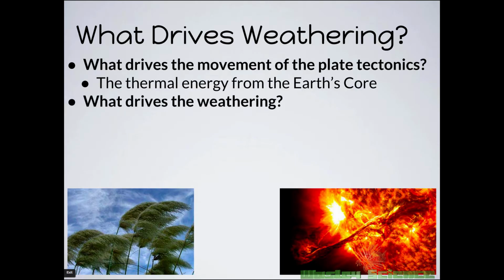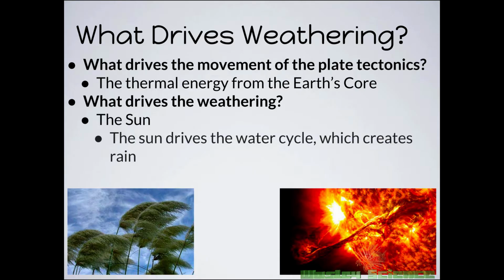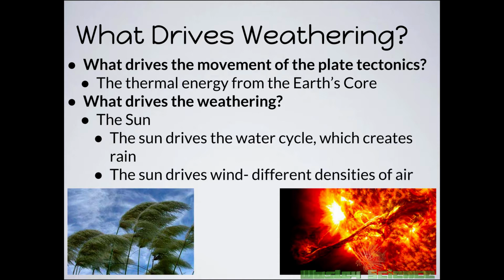Now, what drives weathering? Weathering is driven from the sun. The sun drives the water cycle, which creates the rain. Without the water cycle, we wouldn't have rain coming back down on top of mountains and then moving rocks down. The sun also drives wind because of density differences in the air. So when there's hot air on top of cold air, this creates cold fronts, warm fronts. This also creates all the winds in higher and lower latitudes. So we need the sun to have weathering.